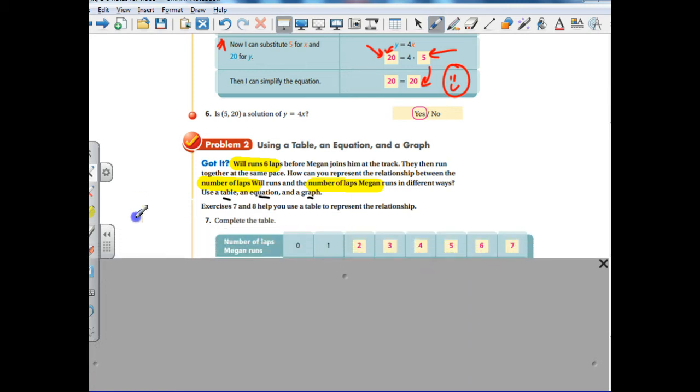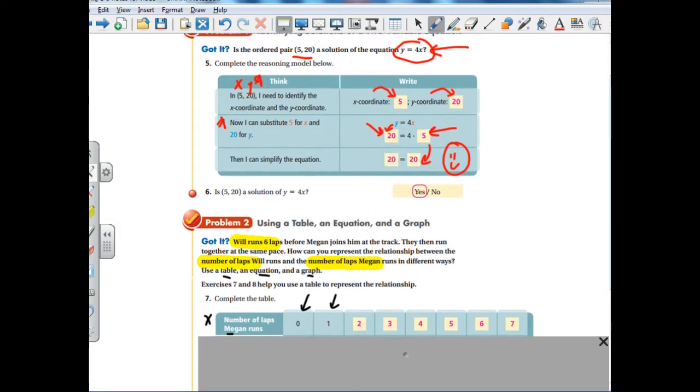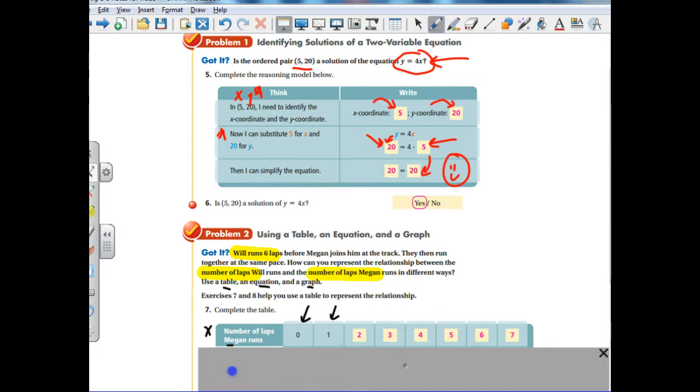All right, well, let's start with the number of laps that Megan runs. That'd be kind of like X, okay? Number of laps that Megan runs. Well, she could have run 0. I mean, she hasn't started yet. She could have run 1, 2, 3, just number up to 7 in the top row. And then on the bottom row, I'm going to hide this just a little bit from you. There, you should be able to see that still.